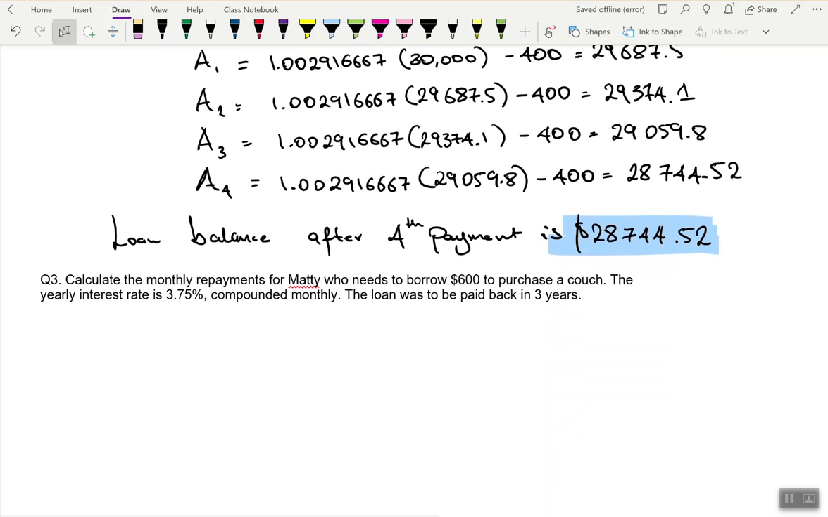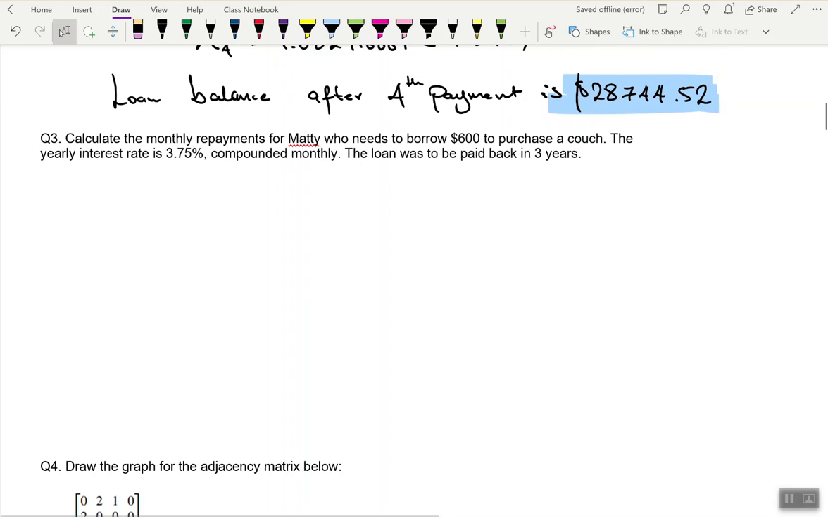Okay, we are going to do question 3 as well. So question C3 says calculate monthly repayments for Maddie, who needs to borrow $600 to purchase a couch. His yearly interest rate is that, compounded monthly. The loan is to be paid back in 3 years.